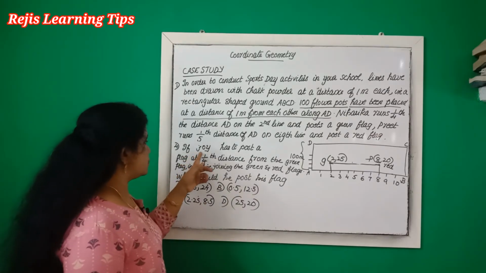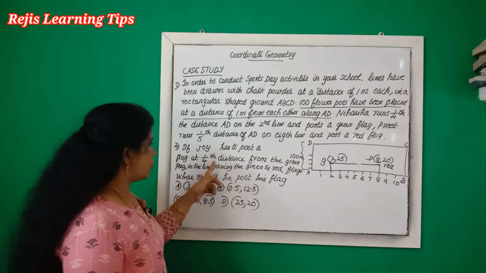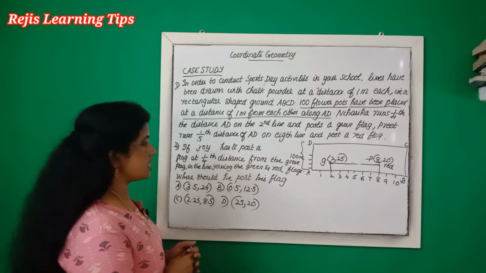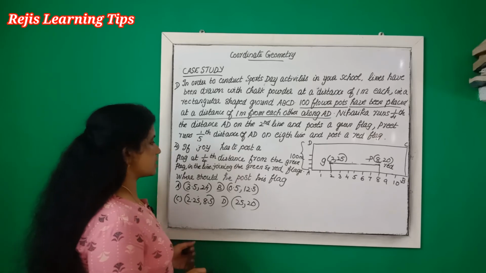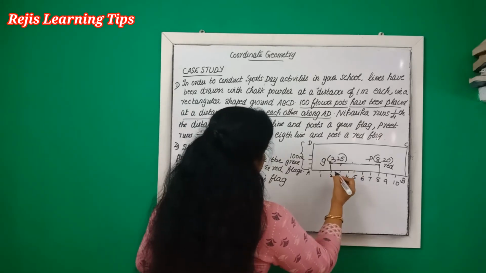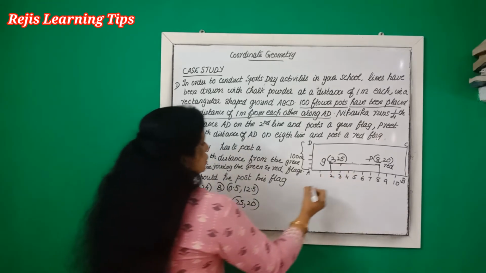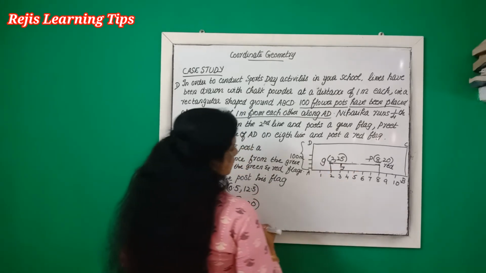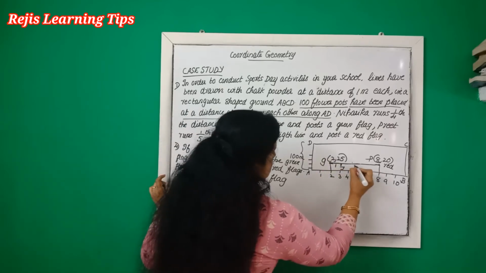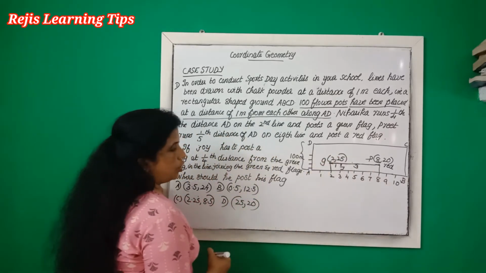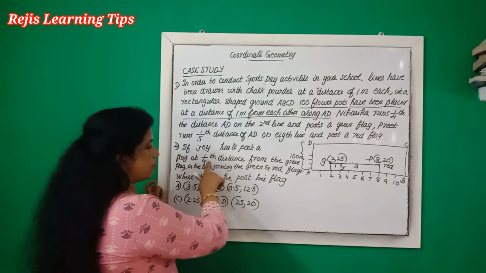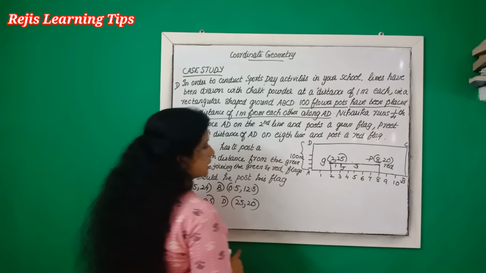Then the next question: if Joey has to post a flag at 1/4 distance from the green flag in the line joining the green and red flags, where should he post his flag? This is the 1/4 distance from the green flag. Then we can put here J, and this is one part and this is the third part. So this is in the ratio 1:3. Total parts is 4.